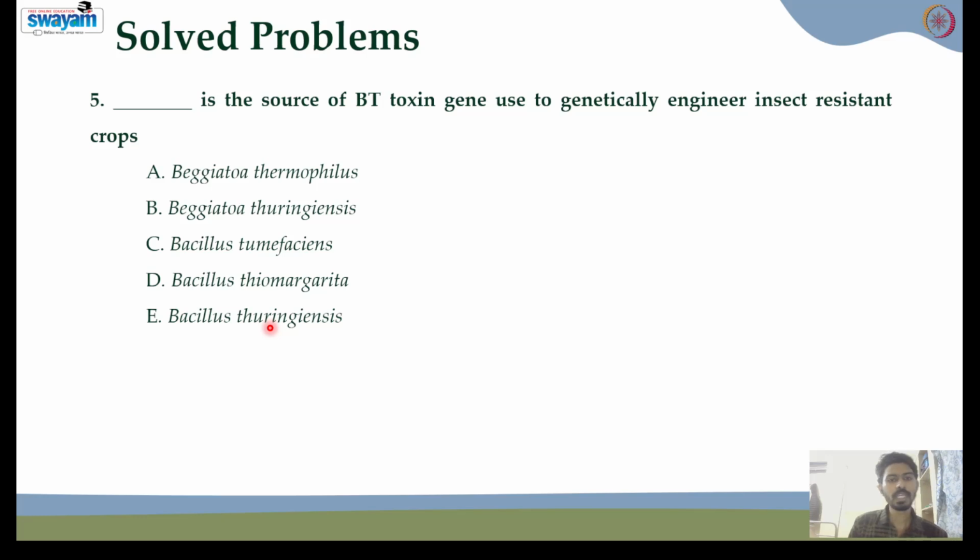So moving on to the next question: which is the source of the Bt toxin gene used to genetically engineer insect resistant crops?